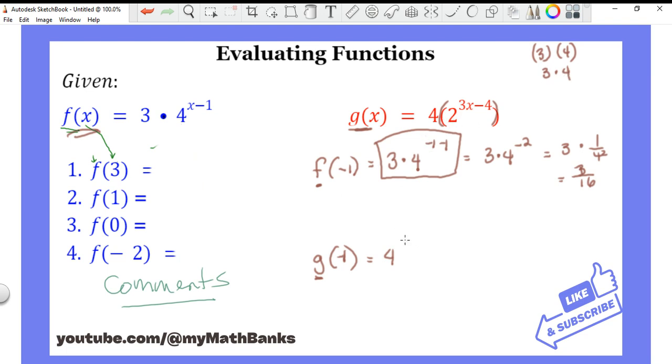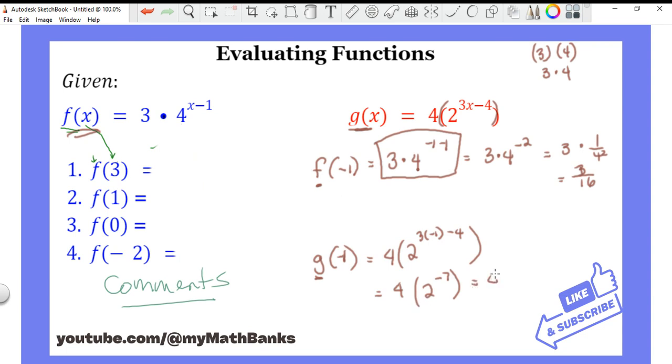So 2 to the power of, we will replace your exponent x with negative 1. So 3 times negative 1 minus 4, all of that in parentheses. You can put all of that in a calculator, or you can simplify this manually. Well, 3 times negative 1 is negative 3, and negative 3 minus 4 is going to be negative 7. So this is quite a big number. I don't even know if you can do this.